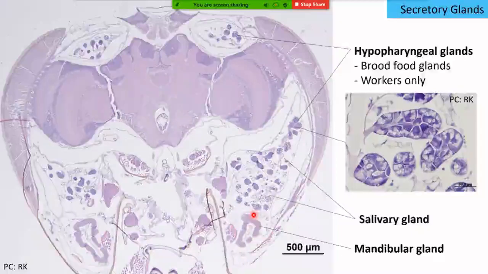Now, mandibular glands have multiple functions. They are responsible for production of some pheromones, which translates into chemical communication in the hive, but they also participate in production of royal jelly, or the queen food or larval food in honeybees as well.